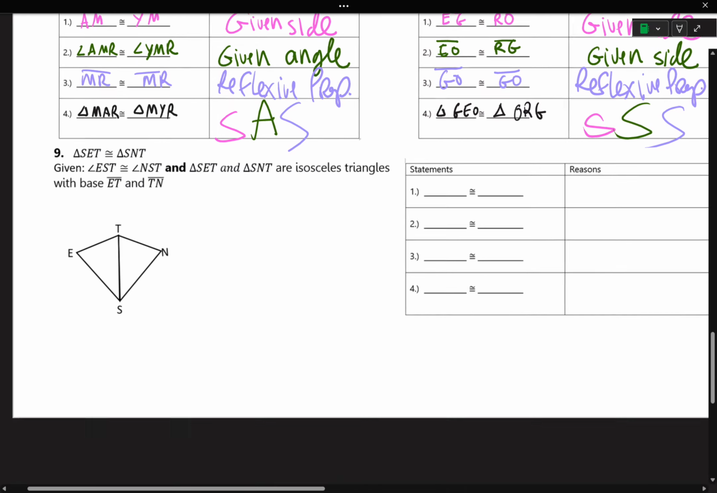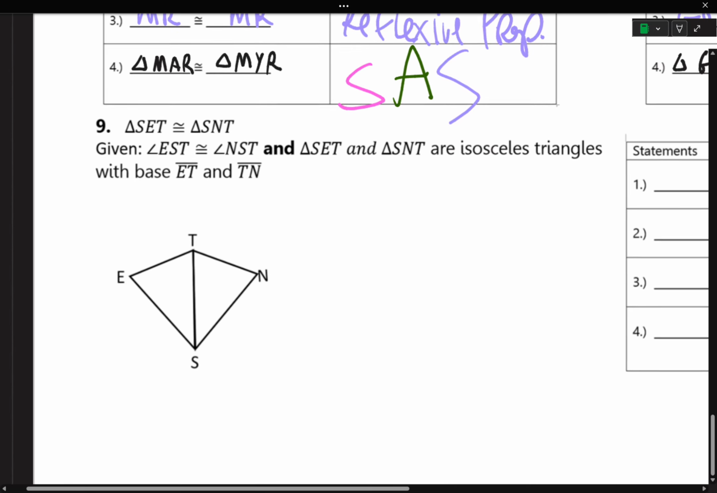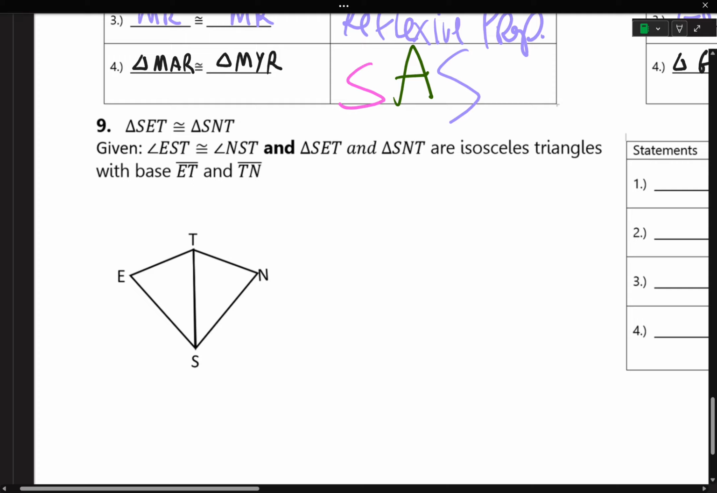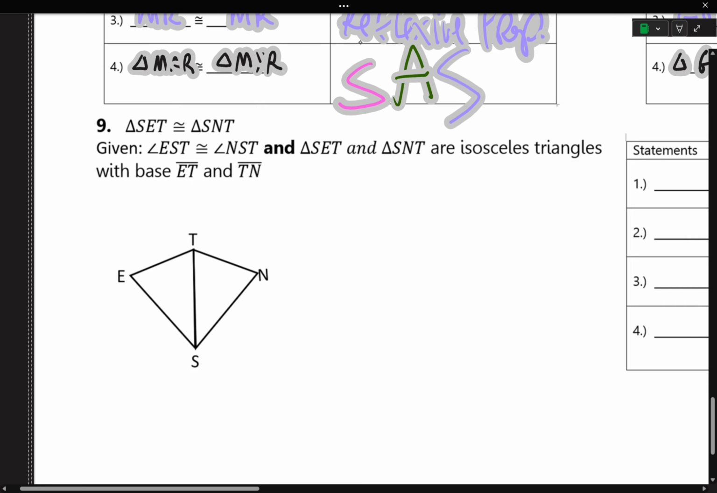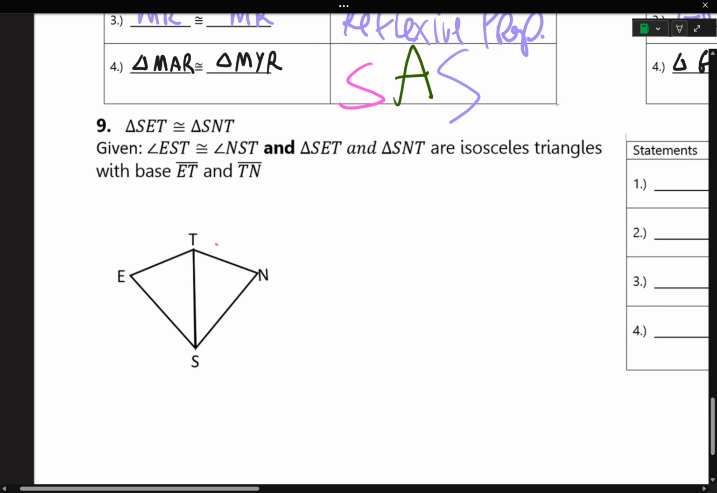All right, last one. Ooh, another isosceles. Okay, let's see if SET is congruent to SNT. We have that angle EST is congruent to NST. Ugh. Let's try drawing that again. NST. And then I want to still make that. There we go. And SET and SNT are isosceles triangles. And these are the bases ET and TN. Okay, well, what do we know about bases?